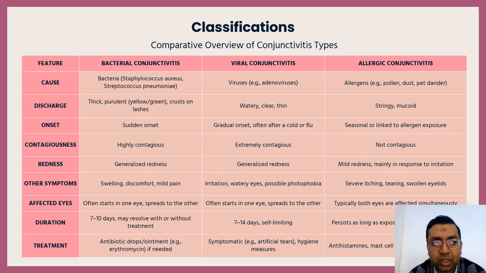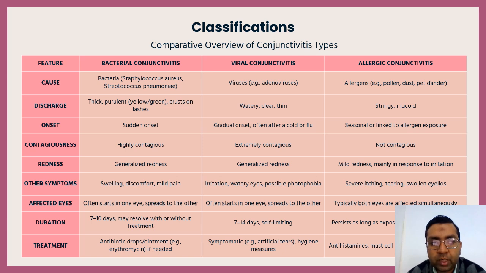How does it generally affect the eye? Bacterial conjunctivitis often starts in one eye and spreads to the other. Viral conjunctivitis also often starts in one eye and spreads to the other, and from one person it can spread to another person. In allergic conjunctivitis, typically both eyes are affected simultaneously.